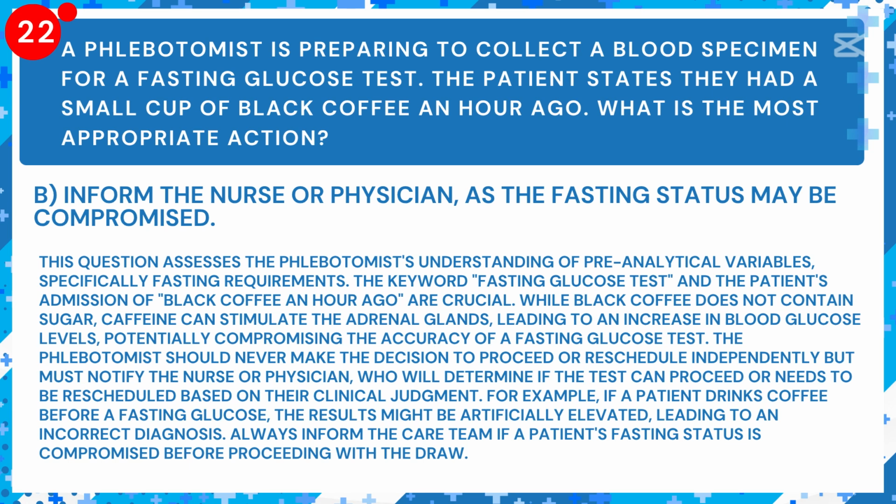The phlebotomist should never make the decision to proceed or reschedule independently but must notify the nurse or physician, who will determine if the test can proceed or needs to be rescheduled based on their clinical judgment. For example, if a patient drinks coffee before a fasting glucose, the results might be artificially elevated, leading to an incorrect diagnosis. Always inform the care team if a patient's fasting status is compromised before proceeding with the draw.